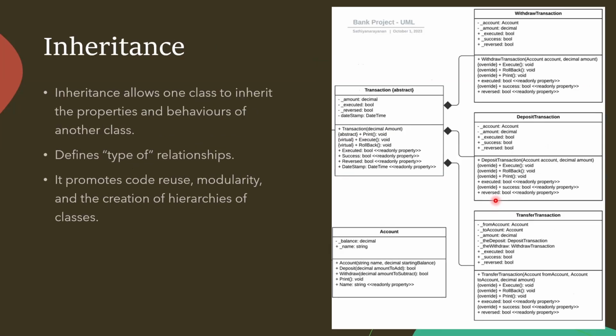And moving on to inheritance, it is the concept of creating parent and child classes. Inheritance actually allows one class to inherit the properties and behaviors of other classes. Here, transaction is the parent class, and withdraw transaction, deposit transaction, and transfer transaction are the child classes. These child classes inherit properties from the parent class, and they perform the task that is asked. So in this way, inheritance is used in my program.